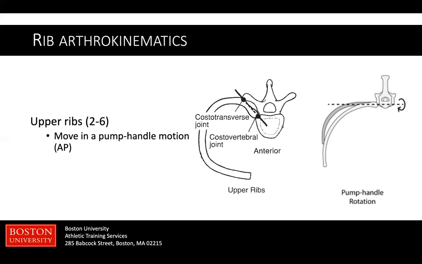So as we look at more of our true ribs, our 2 through 6 here, excluding the first rib as it's its own animal, ribs 2 through 6 move in more of what's referred to as a pump handle motion. So the rotation on the image on the right, you can see it's rotating in movement that looks similar to a spit that you would expect to roast a pig on an open fire. So we get that rotation movement that really moves in that AP direction.